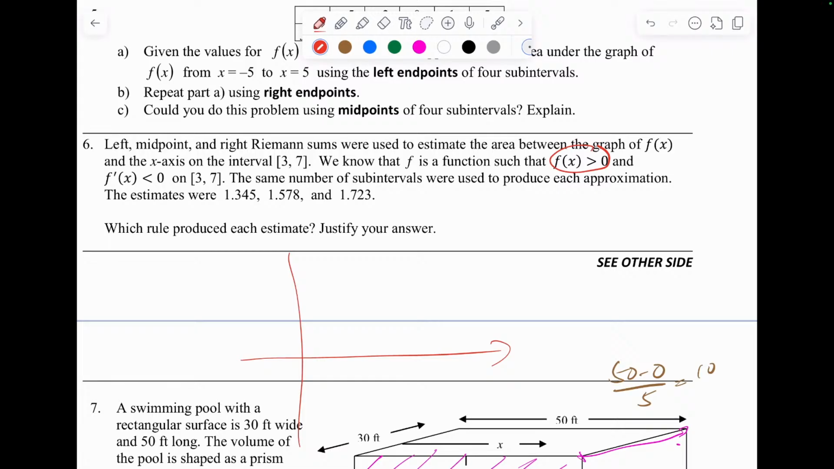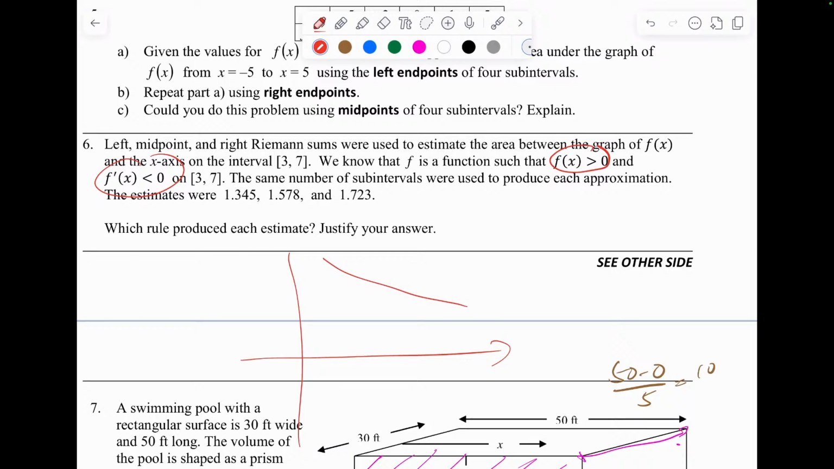So f of x greater than 0, what does that mean? That means it's positive. That means above the x-axis. Now, what's f prime of x is less than 0, Jacob? F prime of x is less than 0 means that the graph is decreasing. Yep, that's what I drew on my paper.